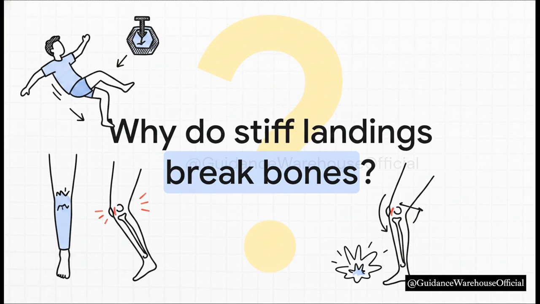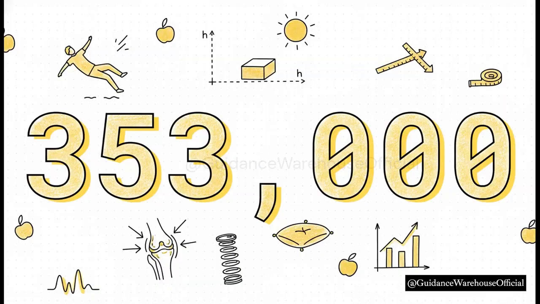Think about it. When you land stiff-legged, your knees only compress by a tiny amount, maybe half a centimeter, as your body absorbs the impact. But why does that tiny half-centimeter difference make the landing so dangerous, when just bending your knees lets you walk away completely unharmed? The physics behind this are absolutely wild.